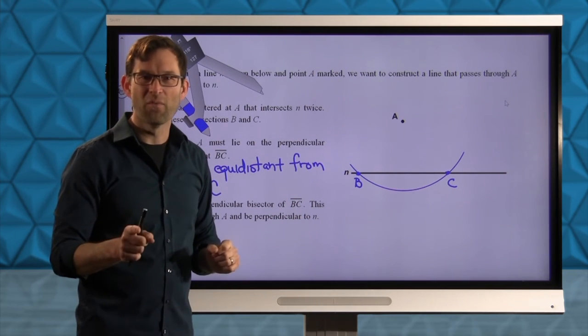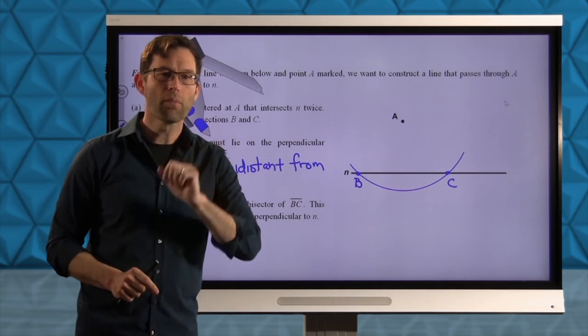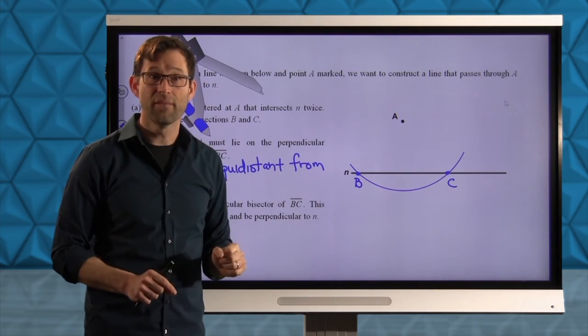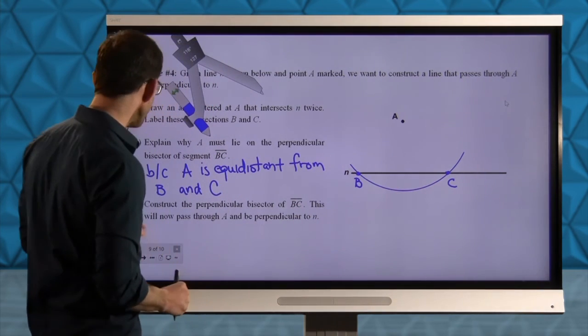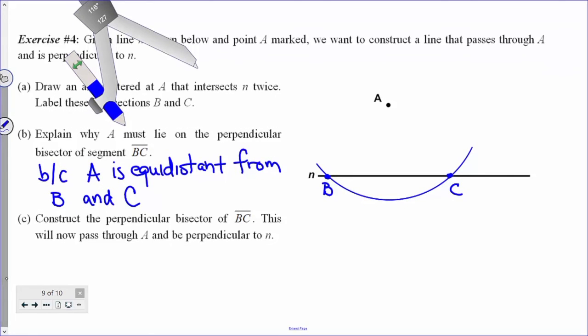But that's kind of cool, because that means now all we have to do is find one more point that lies equidistant from the endpoints of B and C, and then connect it to A. Watch. Letter C. Construct the perpendicular bisector of BC. This will now pass through A and be perpendicular to N.